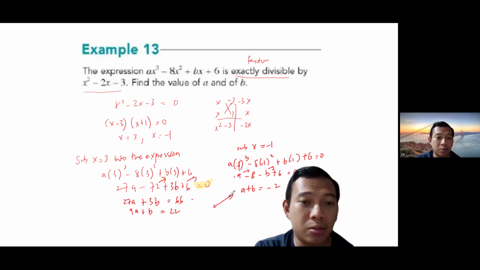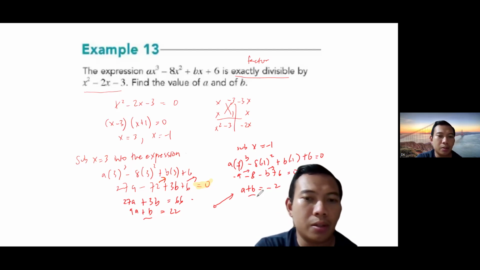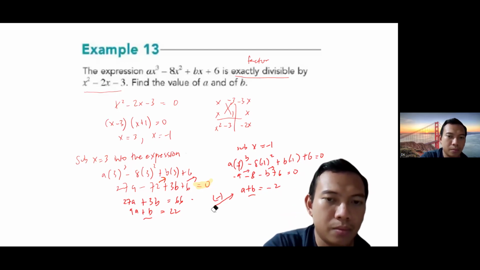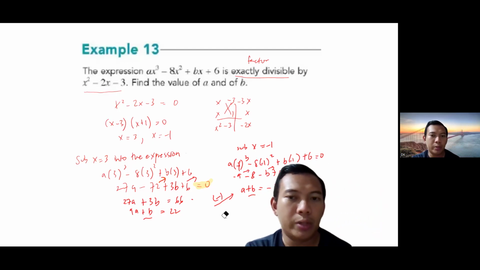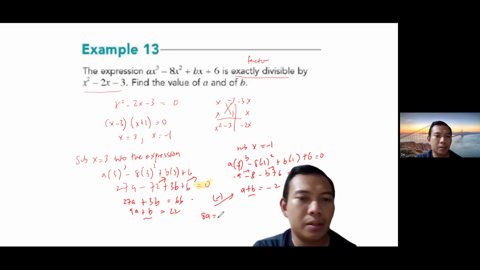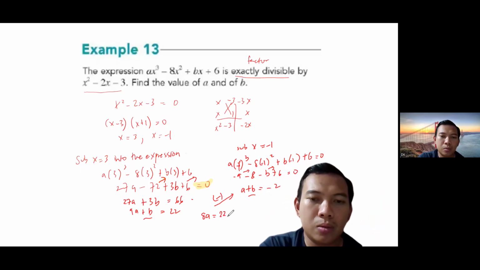Okay, for me I will just minus off, because we have a b here and we have a b here. So 9a minus a, b minus b, 22 minus minus 2. So 8a, b minus b is 0, and 22 minus minus 2. Okay, so 8a is equals to 24. A is equals to 3.